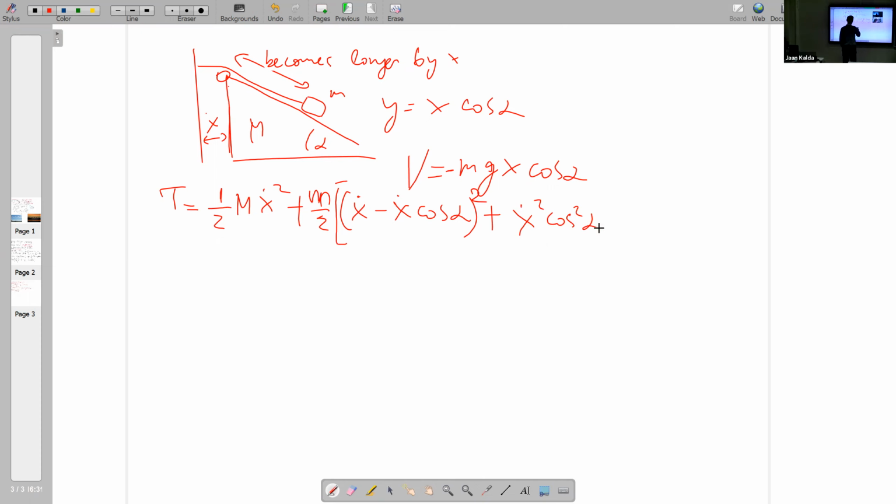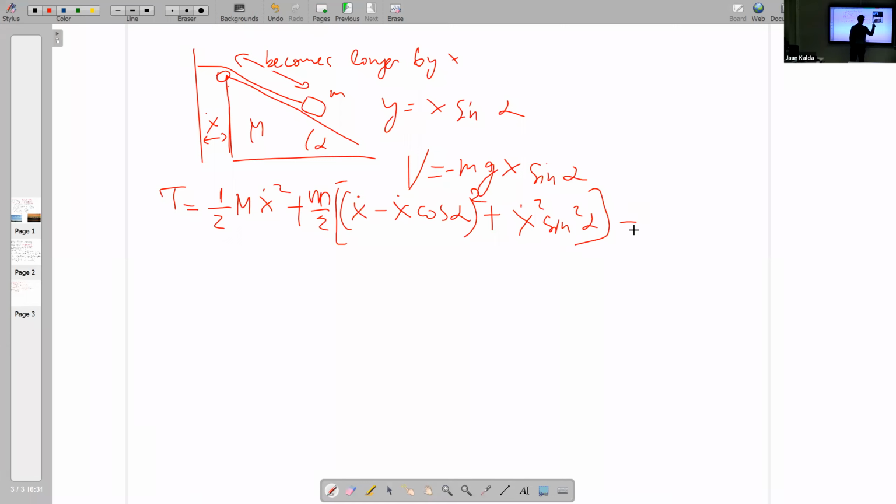Oh no, not cosine. I made a mistake. This is not cosine, but this is sine. This guy over here is sine alpha. Here we have still cosine alpha, but we need to fix the potential energy. Sine alpha. And here it goes also as sine squared alpha. Now I think I got it fixed, because the vertical component is x dot sine alpha, horizontal is x dot cosine alpha. And so, here is our expression.